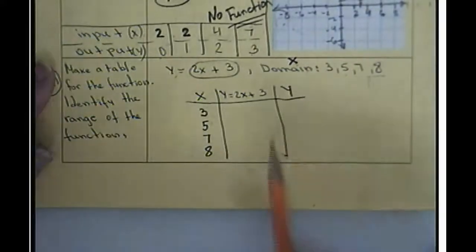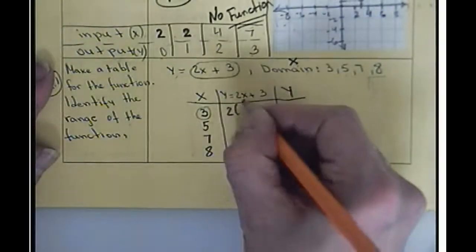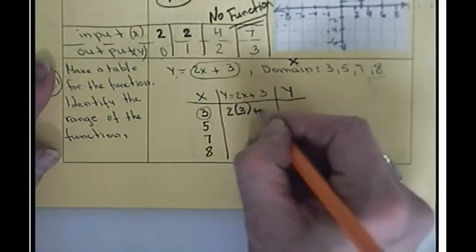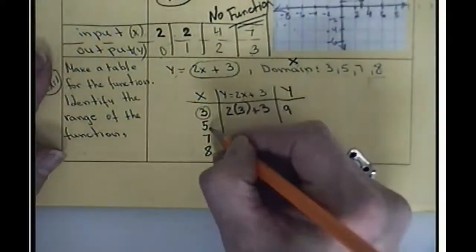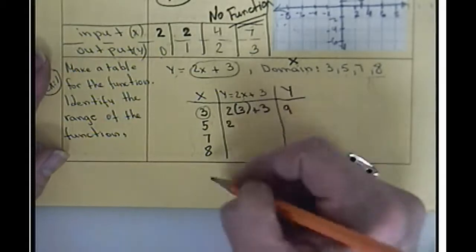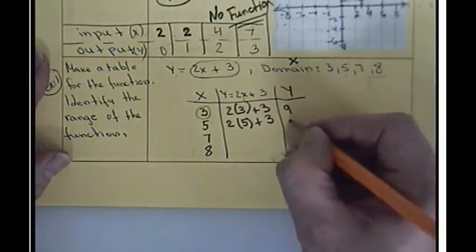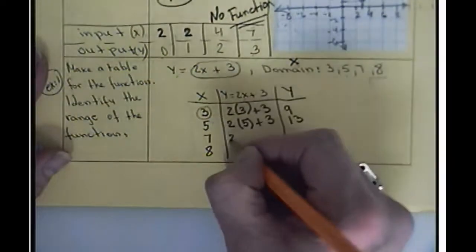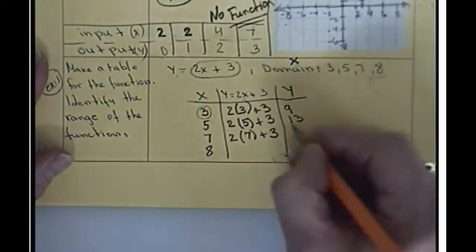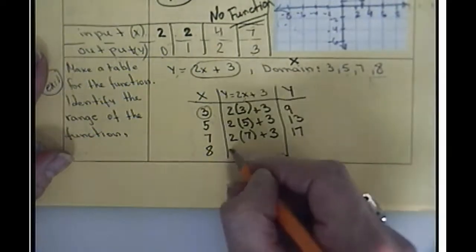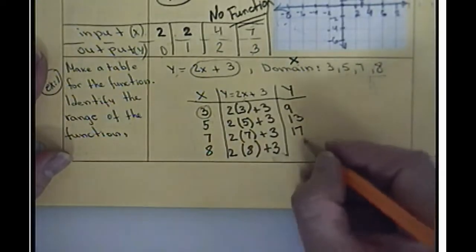To get y values, we will substitute x in the function, so it will be 2 times, instead of x we put number 3 here, and then plus 3. So 2 times 3 is 6, plus 3 will give us 9, y will be 9. Then the second one, we are using exactly the same function, 2 times, instead of x, put number 5, plus 3. 2 times 5 is 10, plus 3 we get 13. Next one will be 2 times 7, plus 3. 2 times 7, 14, plus 3 will be 17. And the last one, 2 times 8, and again plus 3. 2 times 8 is 16, plus 3, 19.